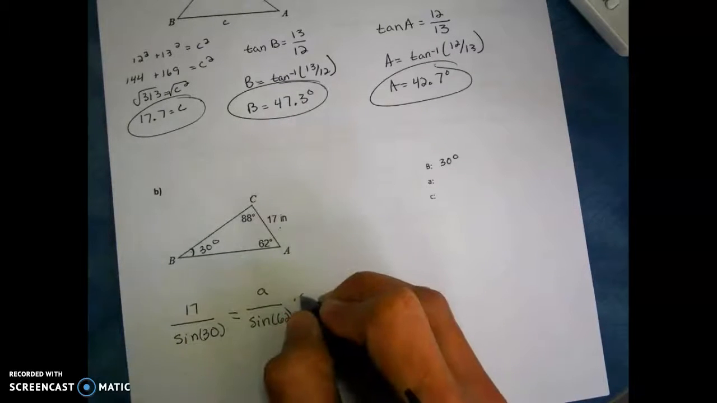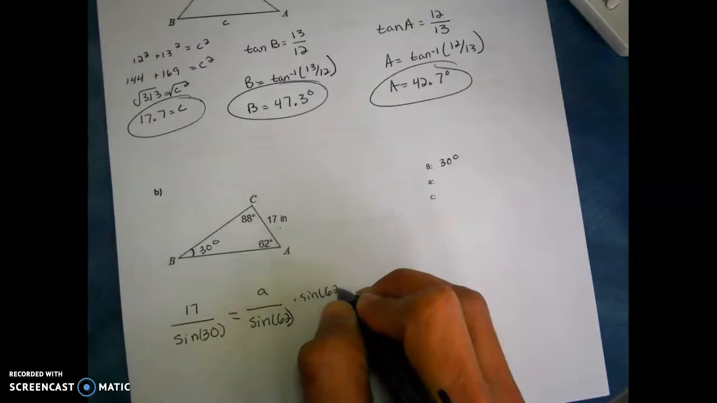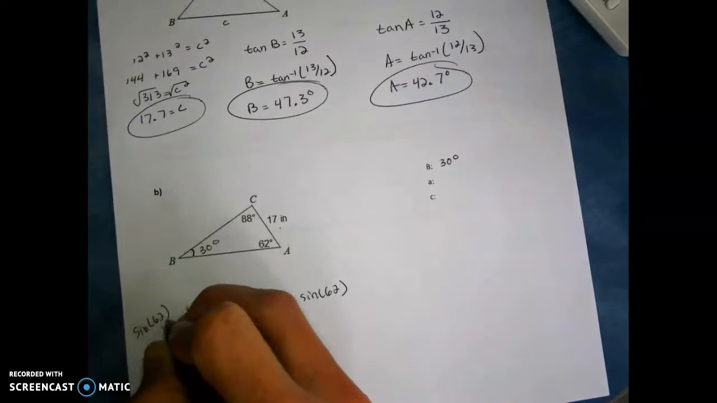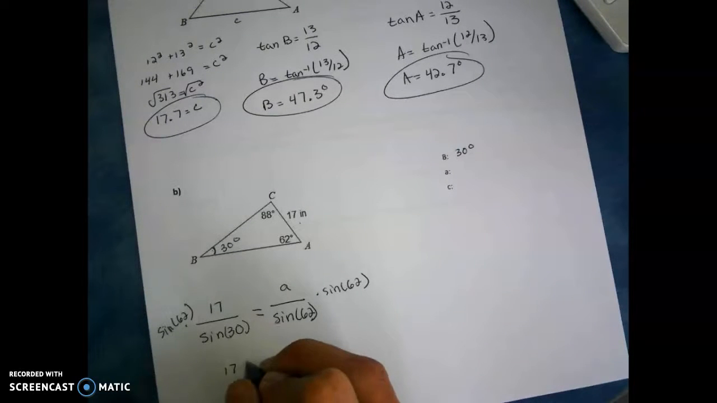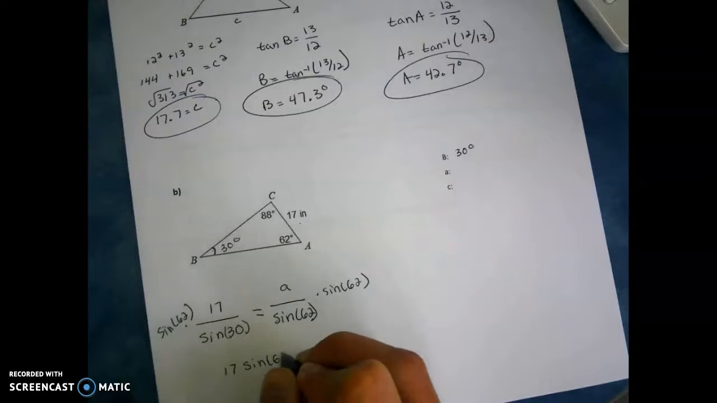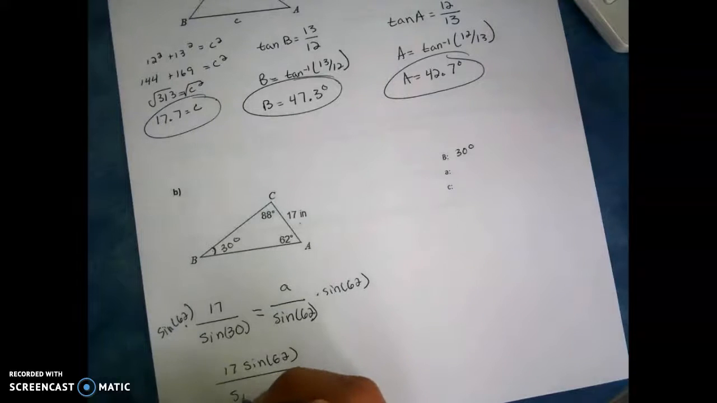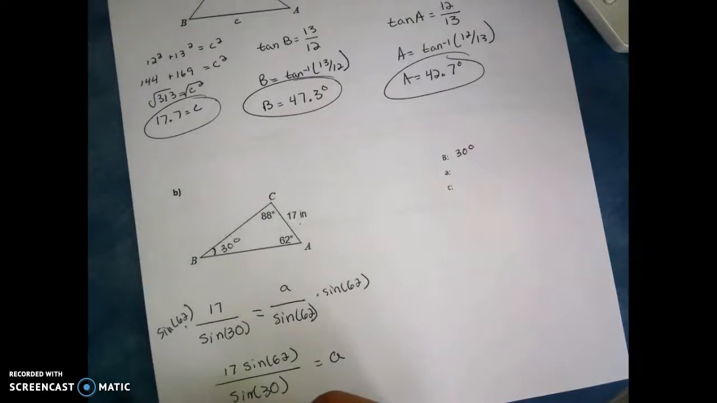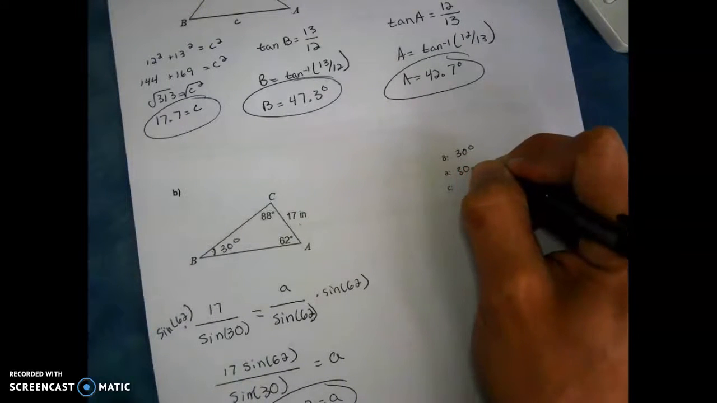Okay, multiply by sine of 62 on both sides. So this gives me 17 times the sine of 62 over the sine of 30 is equal to A. Plug that into our calculators, we get 30.02 is equal to A. Or we could round that to 30 as well.